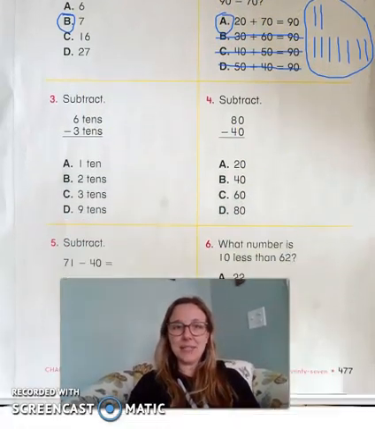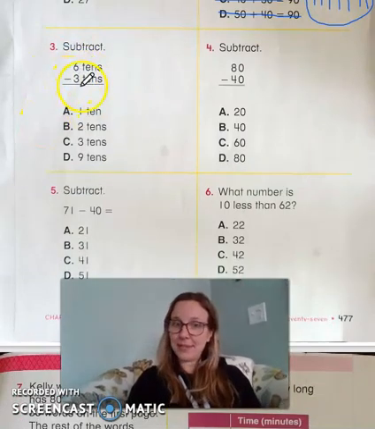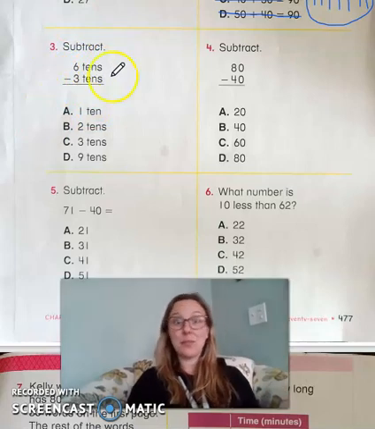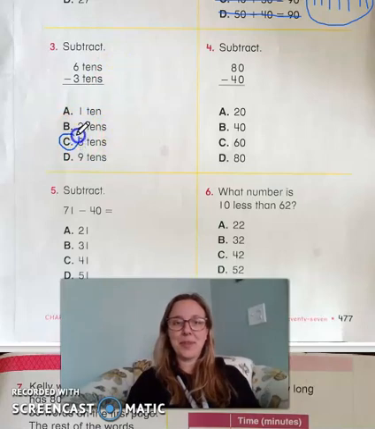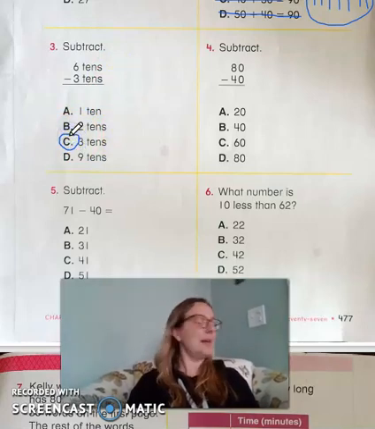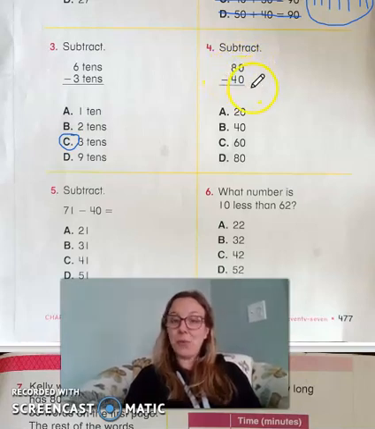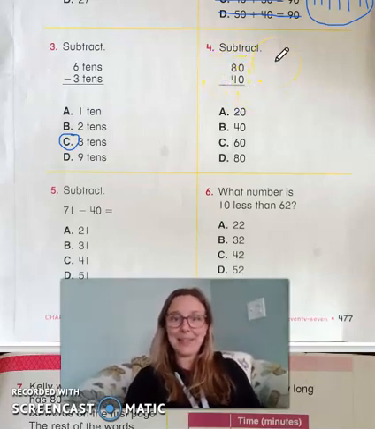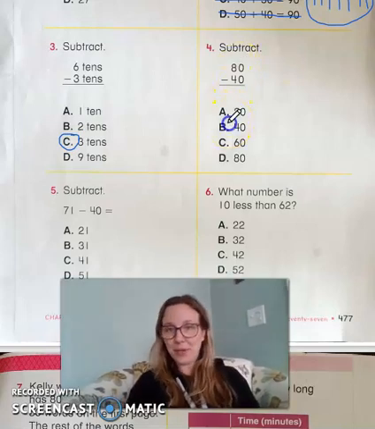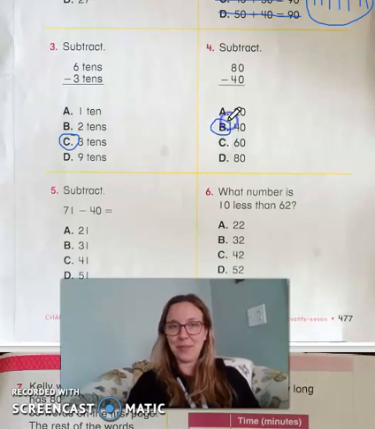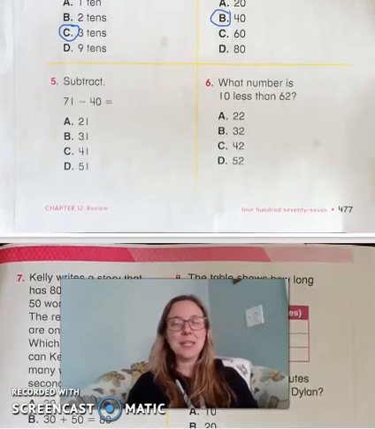Okay, let's look down now at number 3. I have 6 tens, take away 3 tens. Well, I know that 6 take away 3 is 3, so 6 tens take away 3 tens must be 3 tens. Okay, moving on to number 4. I have 80, take away 40. Well, I know if I had 8 and I took away 4, I would have 4. So 80 take away 40 must be 40. And those are kind of like our doubles facts that we practiced back at the beginning of the year.